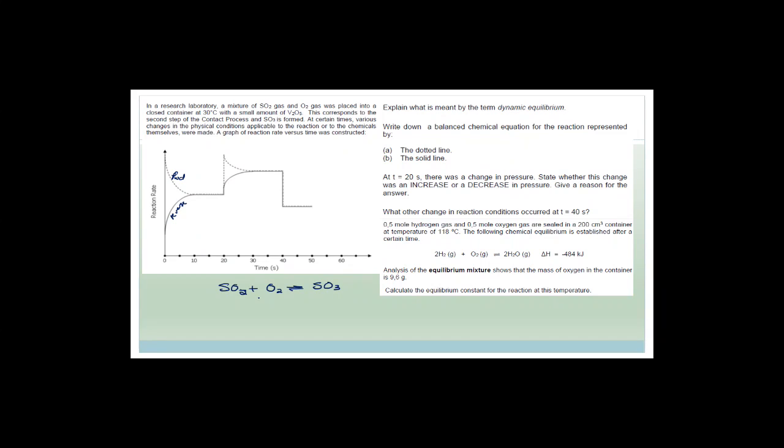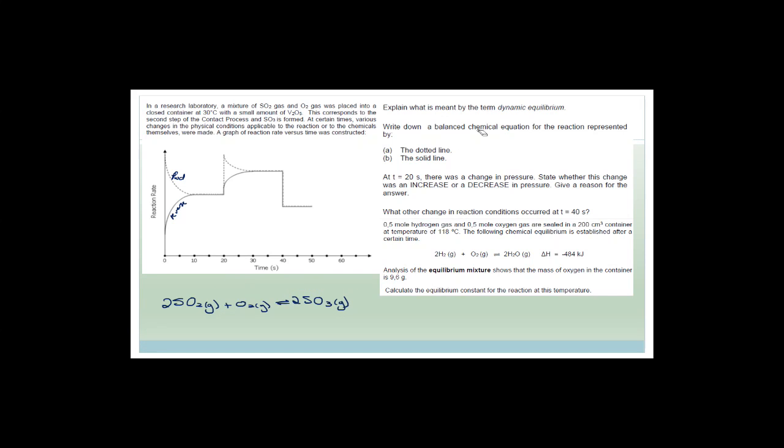So, we've got SO2 plus O2 gives you SO3. So, we need to balance this. If I put a 2 in front of SO2, I'm going to have 2 sulfurs and 4 plus 2 is 6 oxygens. And if I put a 2 in front of SO3, I've got 2 sulfurs and 6 oxygens. That works. And it says gas, gas, gas. So we're going to go 2 SO2 gas plus O2 gas is in dynamic equilibrium with 2 SO3 gas. Okay, so that's my reaction, before I even start the questions.